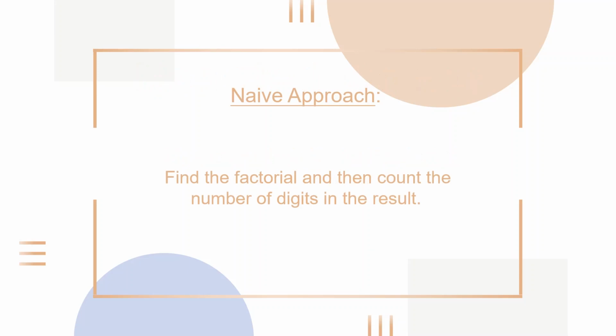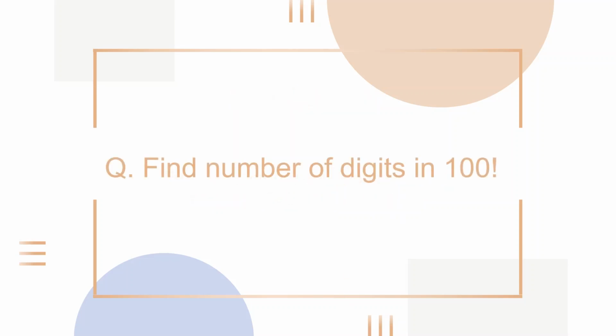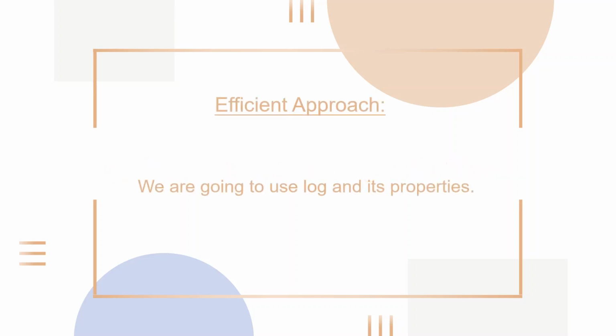We can use a naive approach to find the number of digits. First we will find the factorial and then count the number of digits in the result. We can get the result, but if the number is high like 100 or 1000 or even more, then we cannot find the factorial because the memory limit and the integer limit can exceed. So we are going to use a more efficient approach than the naive approach.